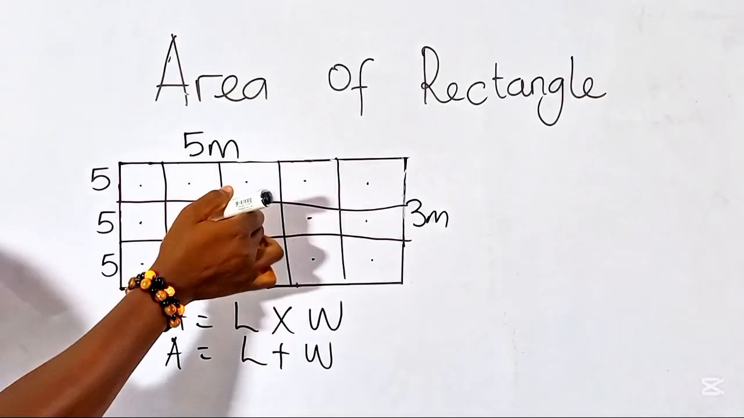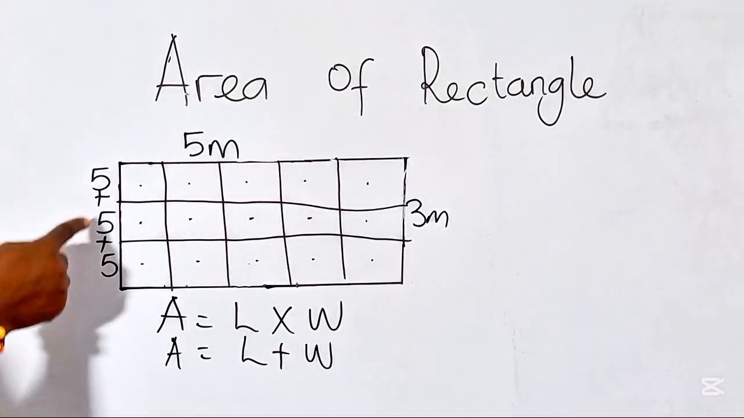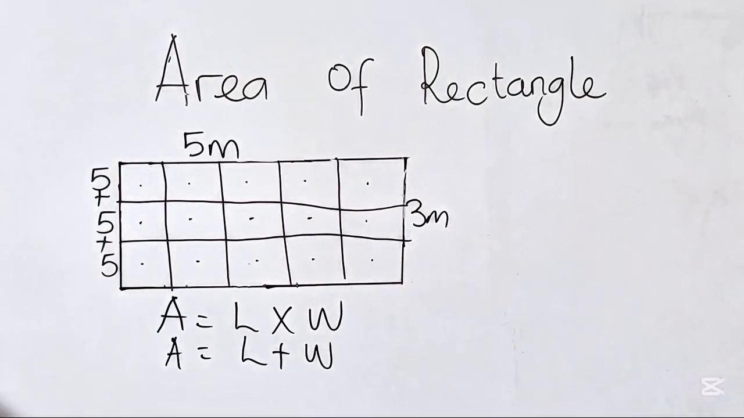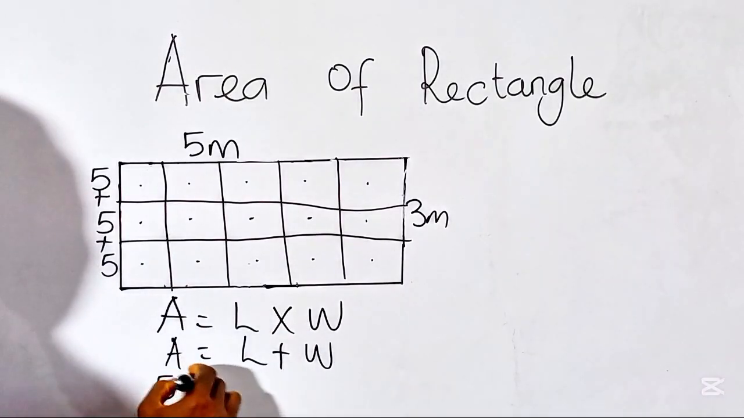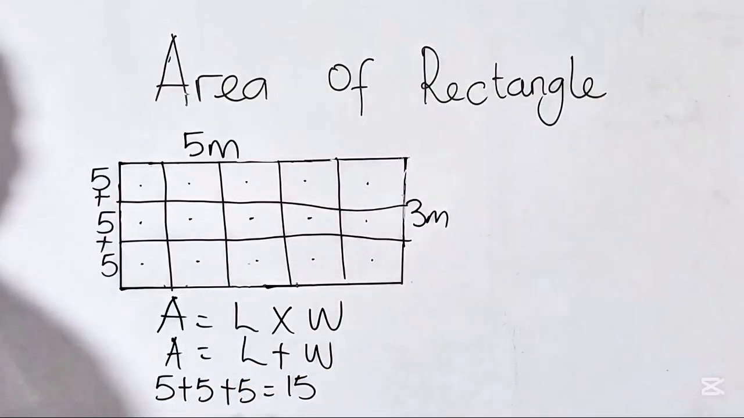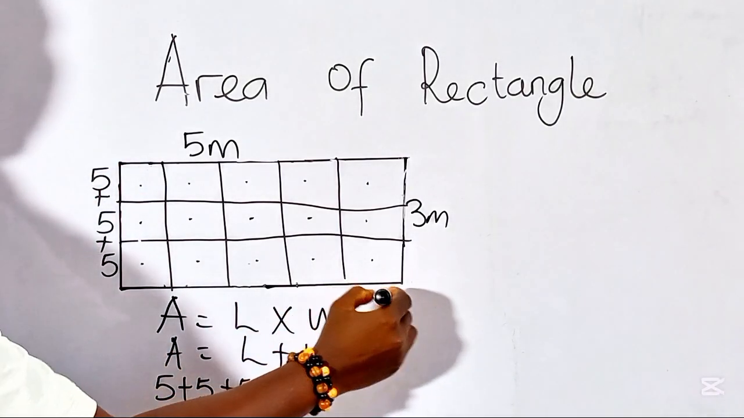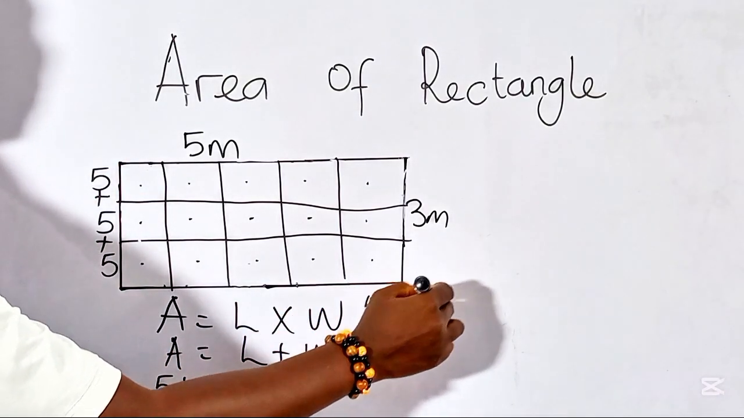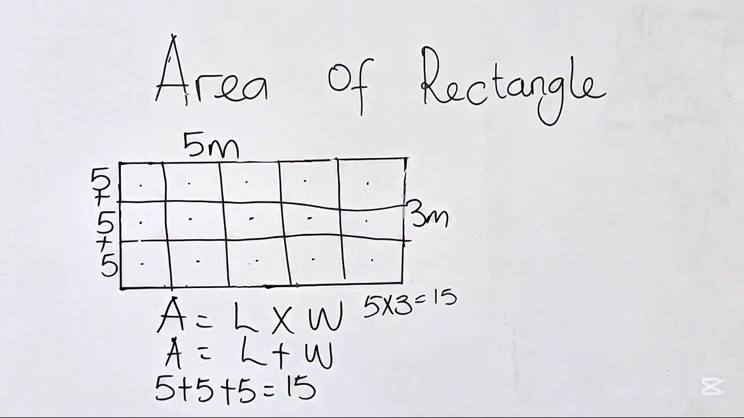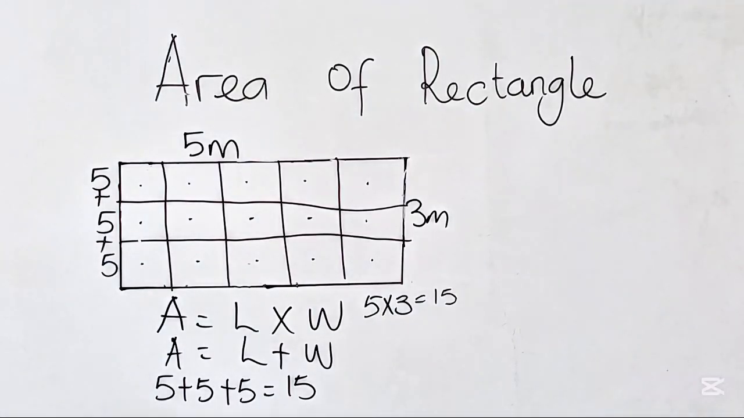So to calculate the total squares, we are going to add up these numbers. So we have 5 plus 5 plus 5. This is what? Repeated addition. And repeated addition is also called multiplication. So we can either have it as 5 plus 5 plus 5 is equal to 15, or we have it as 5 times 3, since we have 3 rows, which is also equal to 15. So in essence, this tiler needs 15 tiles to fit into this space.